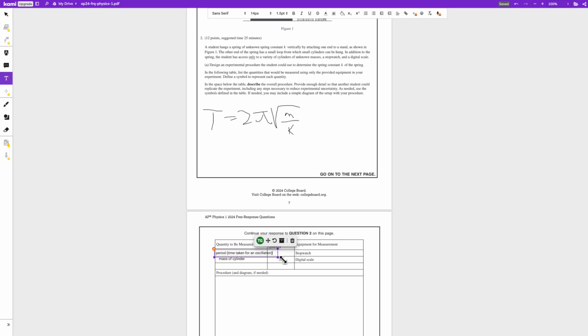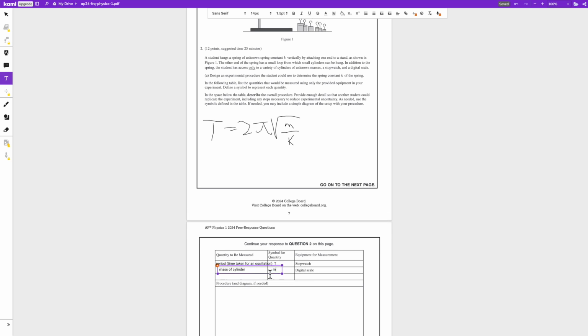And what is the quantity we're going to use? The symbol I'm going to use for the period is just a capital T. And for the mass, the quantity I'm going to be using is just an m, because m represents mass. There's nothing else we need. We just need the mass and the period, so there's no other material that we're going to need.